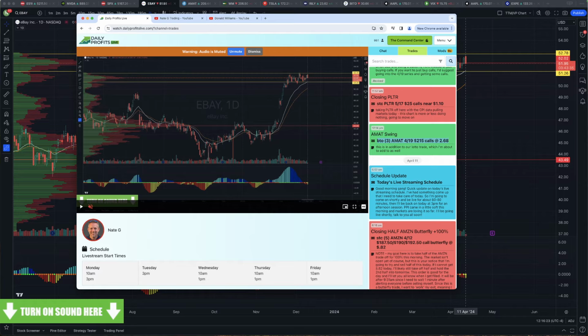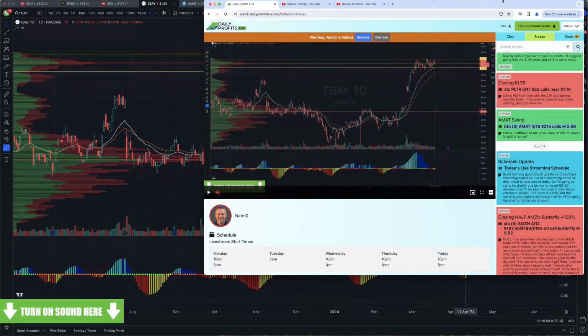Let me see if I can put that in. Let's see here. Sorry about this, I've never done this with text before. So let's see if I can pull this off. Nope, I can't. So what I'll do here is I'll move his alert over here. I've highlighted it, and now I'm going to bring my option chain over.